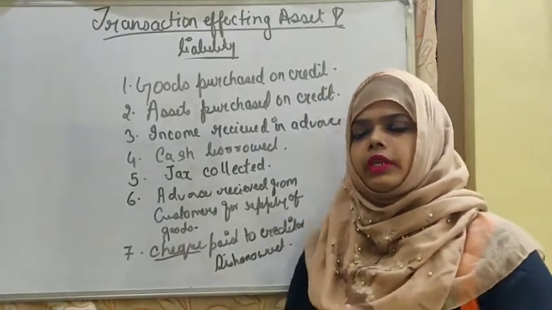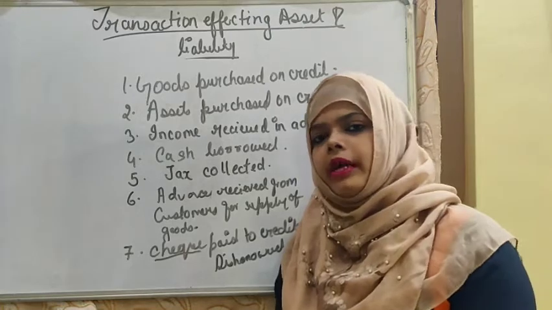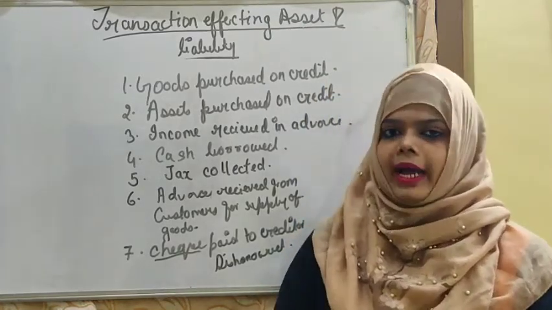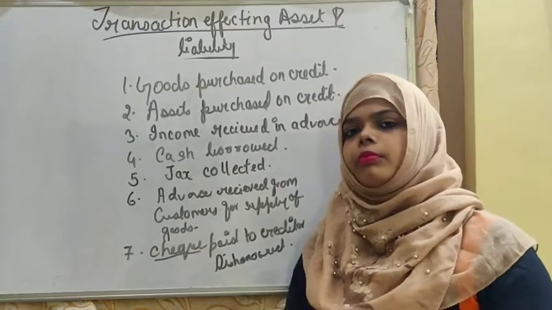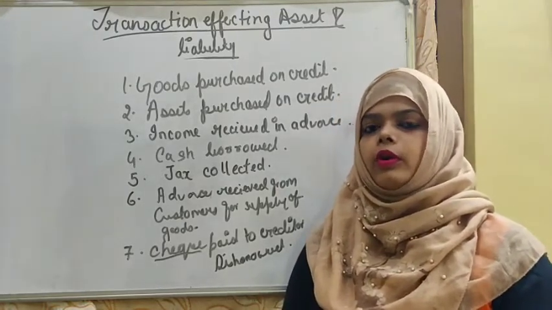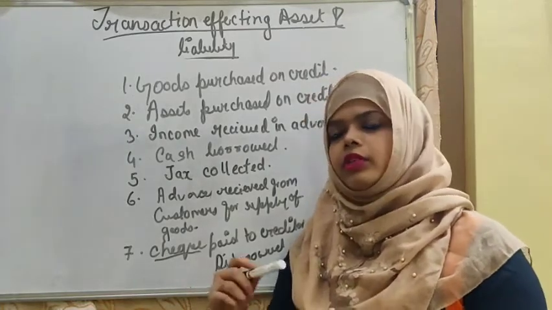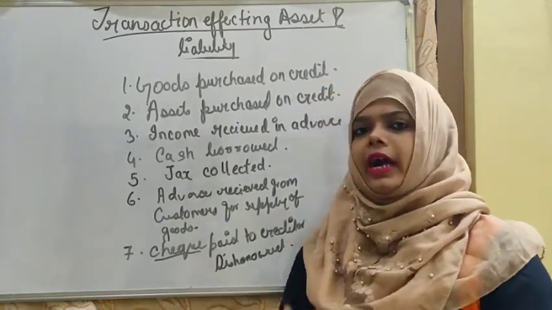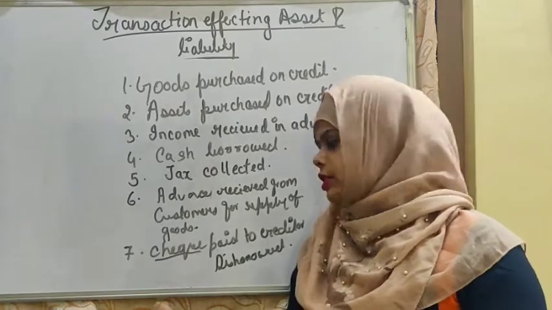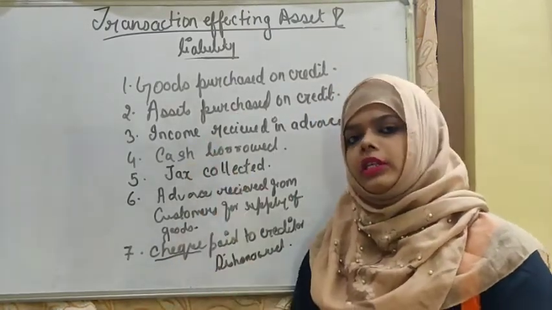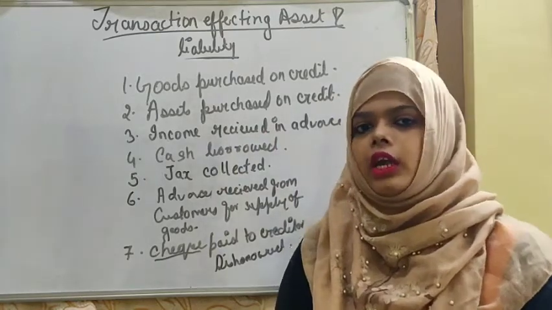Dishonored means the payment which you have made has failed, either from the bank side or from the person to whom you are paying. Either the person to whom you are paying has disowned your check, or the bank has dishonored your check. So that is a transaction affecting both asset and liability of an accounting equation.